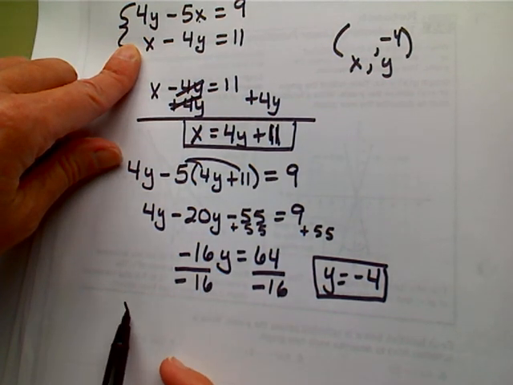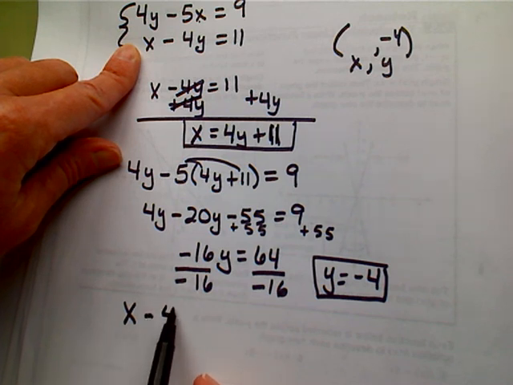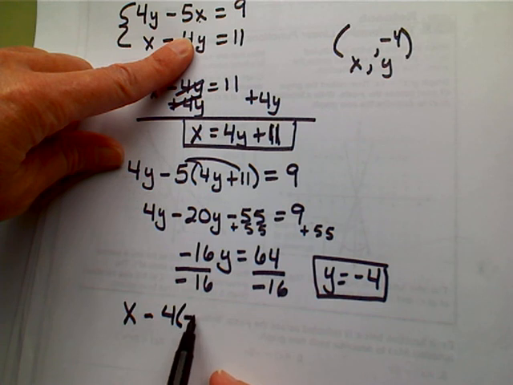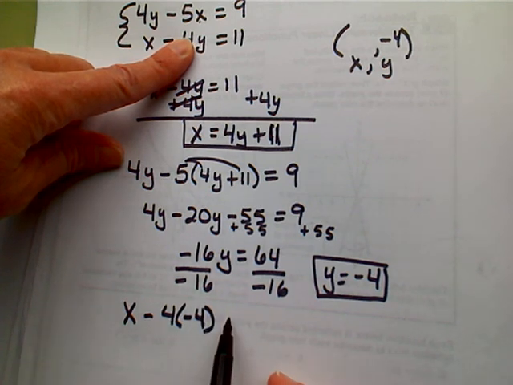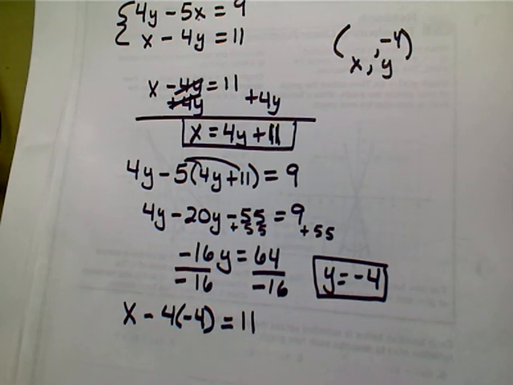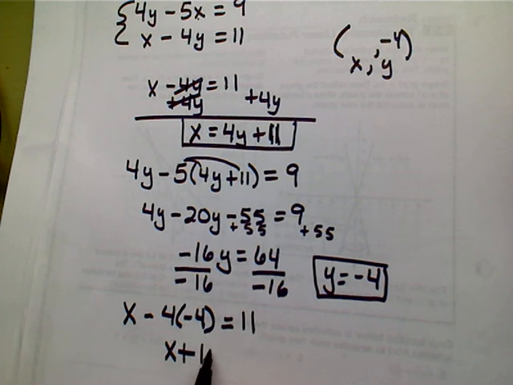So the second equation is going to be x minus 4 times y. Now we know what y is. It's negative 4. So I'm going to put that in parentheses to write that out so I don't make any mistakes here. And it equals 11. So now I'm going to do my math here and clean it up. So I have my x. Remember, my negative times my negative, because this is a multiplication here. So it's going to make a positive, isn't it? And then I have 4 times 4, which is 16, equals 11.